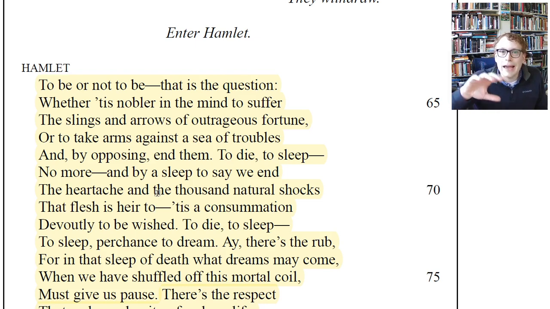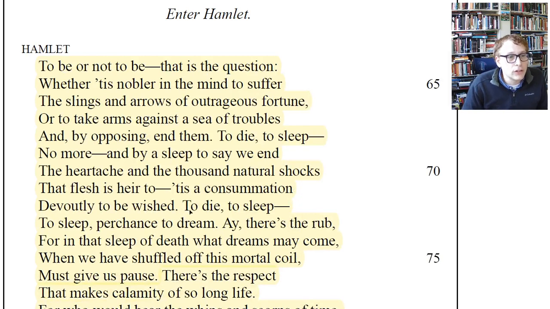But in order to get to that point where he survives suicide, we have to acknowledge here he is thinking about ending his own life. But he doesn't. His first reason here for not doing so: to die, to sleep, here we go. 'Tis a consummation devoutly to be wished. To die, to sleep. To sleep, perchance to dream. Aye, there's the rub. For in that sleep of death, what dreams may come when we have shuffled off this mortal coil must give us pause.